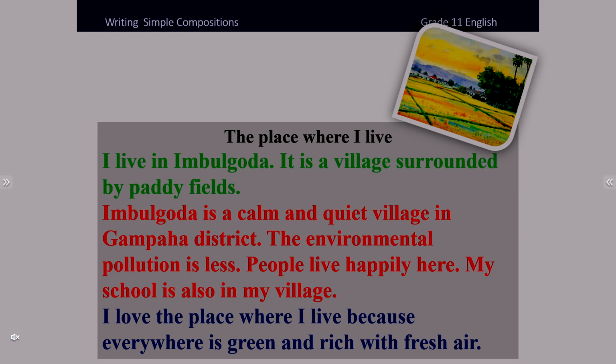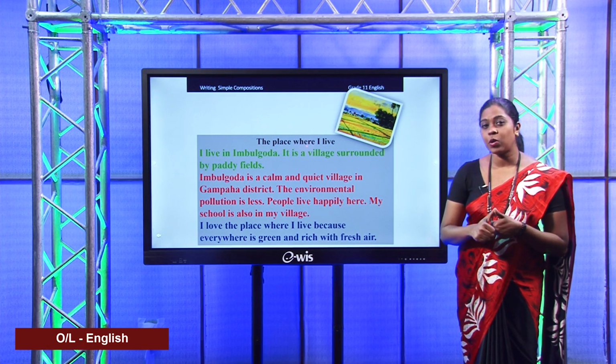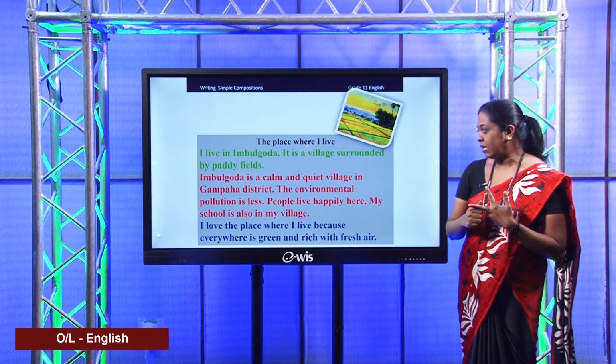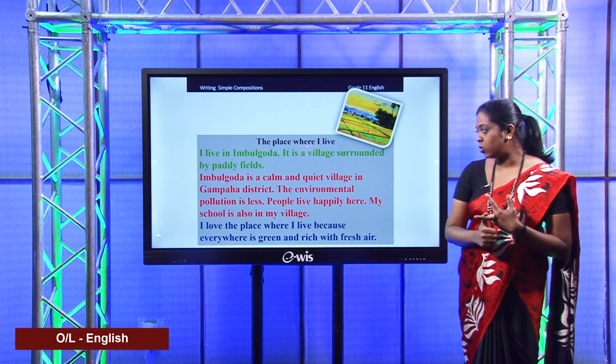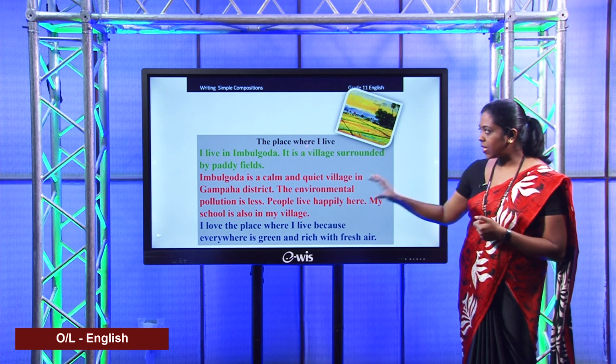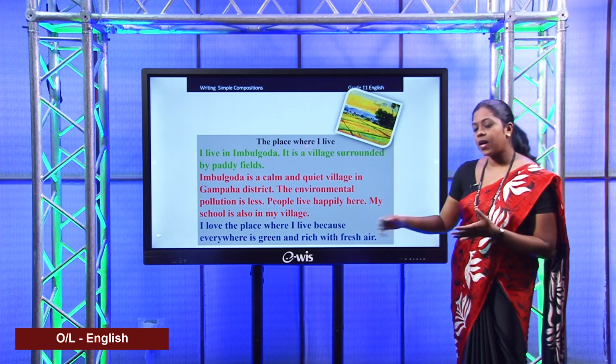And then comes the conclusion, like in the previous paragraph. Here also we say, I love the place where I live because everywhere is green and rich with fresh air. So we are making a connection to what we have already said. We said it's a calm and quiet village. When you say a village, obviously you know that it's going to be clean, less pollution, and also people live happily there. Therefore, the person who's writing about this place is wonderfully connecting all those ideas and coming to the conclusion.